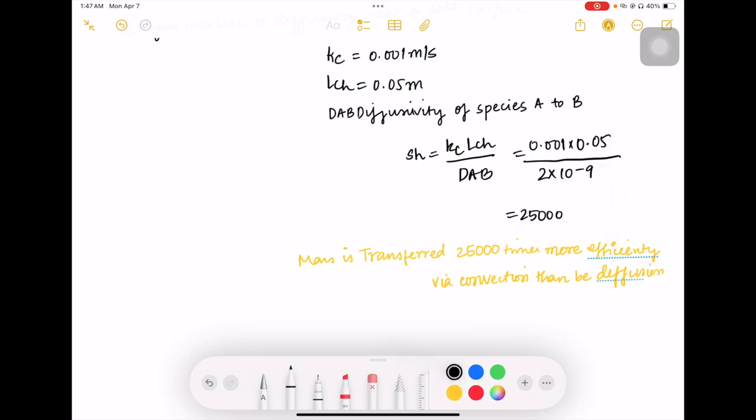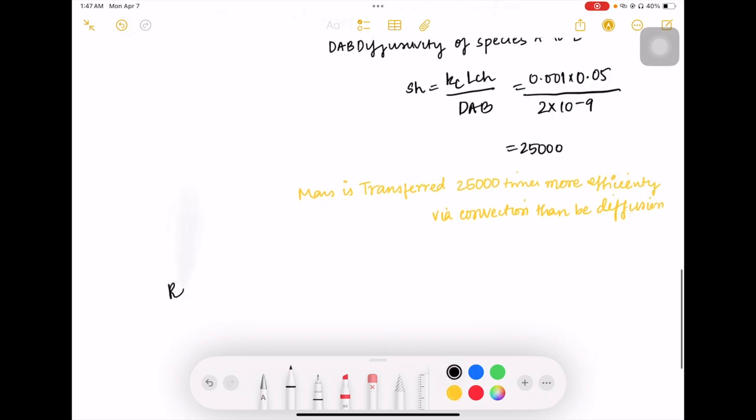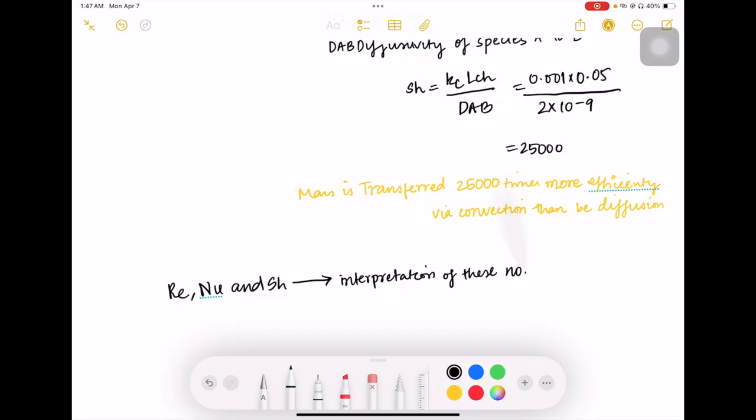So we have calculated the Reynolds number, the Nusselt number, and the Sherwood number, and we have understood the interpretation of these numbers, right?